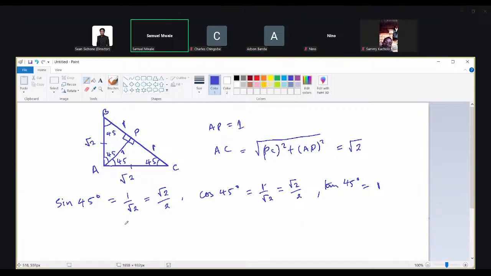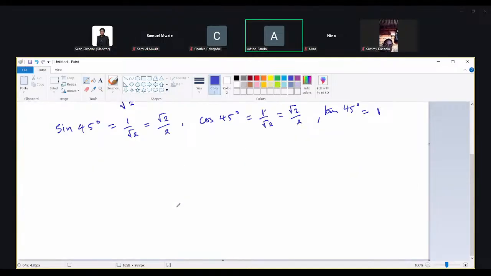Yes, sir. Again, if you want to use sine over cosine, you can see that you are just dividing 1 over root 2 by 1 over root 2, which is 1. I've understood clearly, sir. Okay, so any other question?